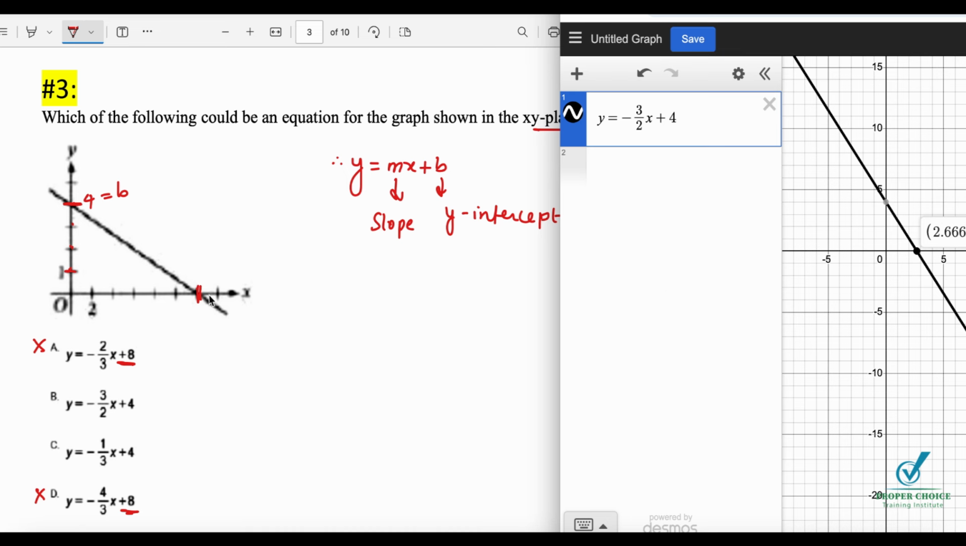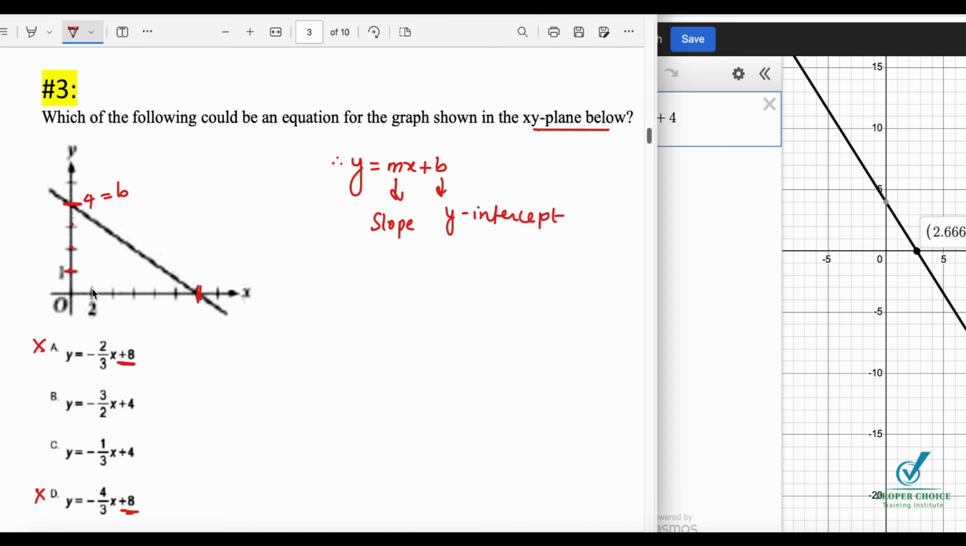But what is the actual x-intercept of the given graph? This coordinate point represents 2, meaning the increment is 2. See, this is 2, 4, 6, 8, 10, 12. So the graph should cross the x-axis at 12, but unfortunately this is showing 2.66. So B cannot be the answer. The only option left is C. You can put it in the calculator and see, it will definitely cross at 12.